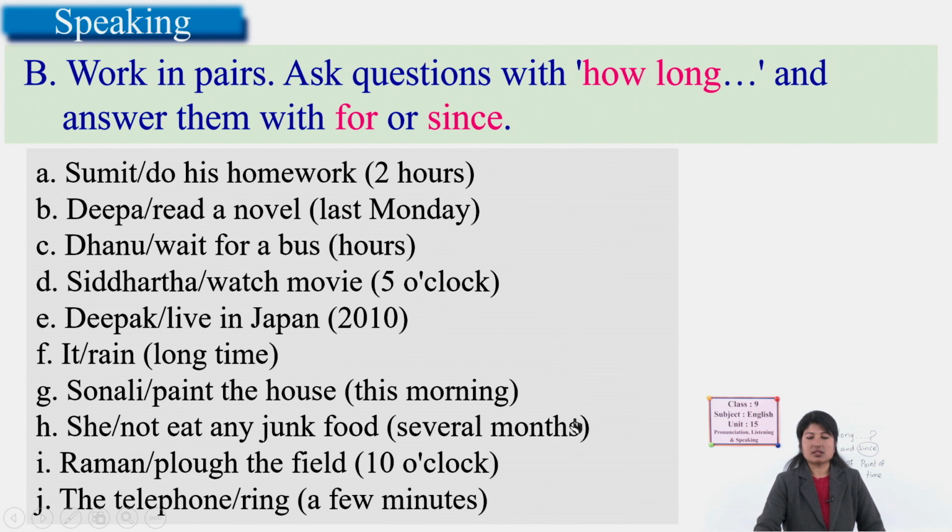Several months, does it mean a point of time or a period of time? Period of time. We use for. 10 o'clock is a point of time, so we use since. A few minutes is also a period of time, so here also for. Similarly, please create dialogues and practice.